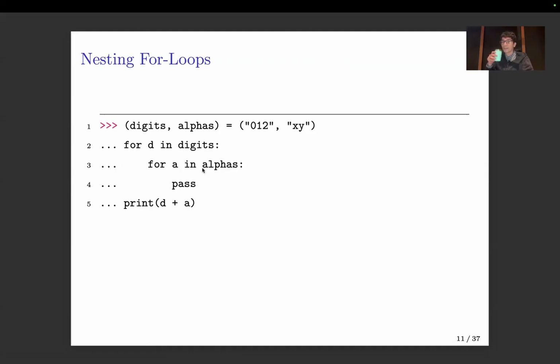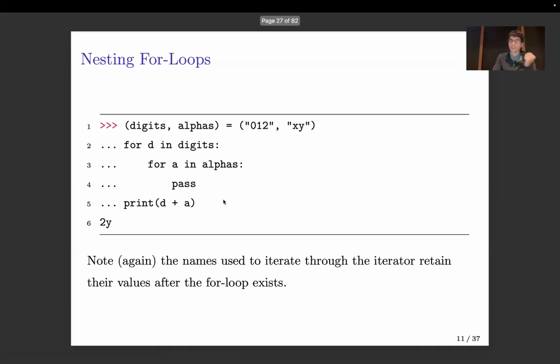Yes? 2y. Does everyone agree with that? Yeah, because this is totally outside of both loops. So the only way to arrive at line 5 is for the loop at line 2 to have exhausted itself. And for the loop at line 2 to exhaust itself, the loop at line 3 also has to exhaust itself. And when we leave those loops, d is still holding its final iteration value, which is 2, and a is holding its final value, which is y. So we're going to print 2y in here.